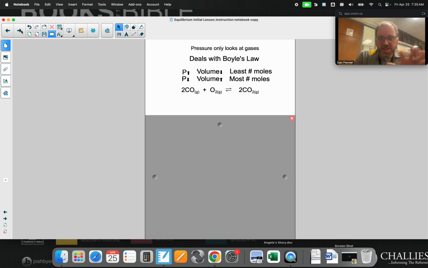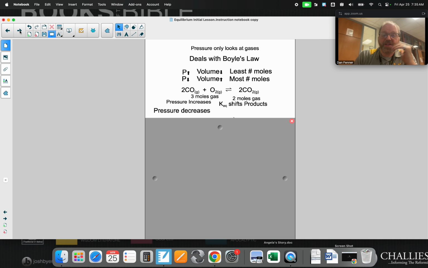So they're all gases, so we're good there. I have 3 moles of gas, and I have 2 moles of gas. So they're not equal, that's good. If I'm increasing pressure, we said increasing pressure, decreasing volume, least moles. Which is least, 3 or 2? Well, 2 is, so that means the equilibrium is going to shift to the products. Hopefully that's not too bad. All right, if I decrease pressure in the same way, it's going to go to reactants.